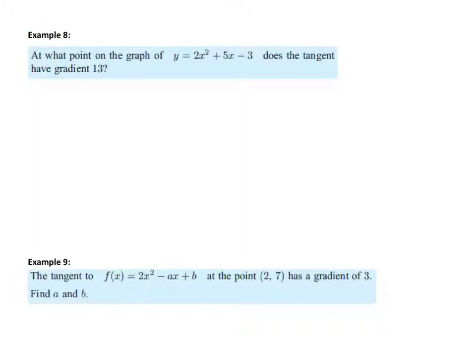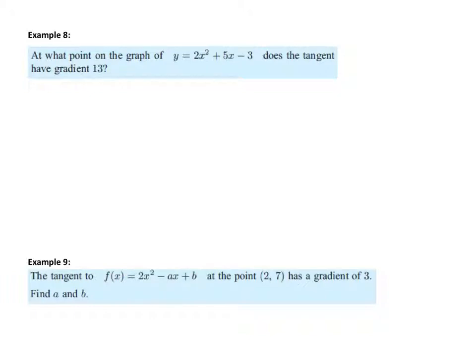It says, at what point on the graph of y equals 2x squared plus 5x minus 3 does the tangent have a gradient of 13? We learned the past couple of days that we can find the gradient at any point by taking the derivative at that point. Well, we're given, in this case, the gradient, and now we just need to find the point. So rather than evaluating, we're going to be doing some solving.